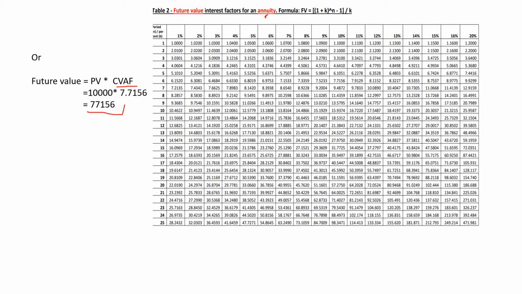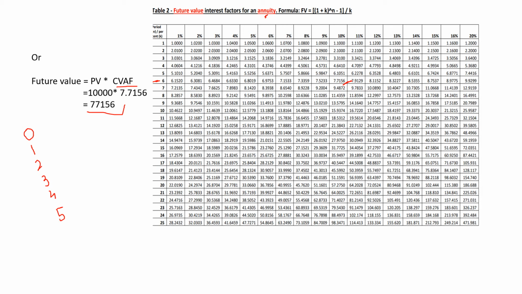See, the answer is the same, 77,156. How have I found it out? It was 10%, so it will be this one, 7.7156. Here is one difference. What is the difference? I have taken this at 10%, and I have taken it for 6 years. Why is it 6 years? Because today I have kept 1000. Today is 0, then 1, second, third year, then fourth year, then fifth year.